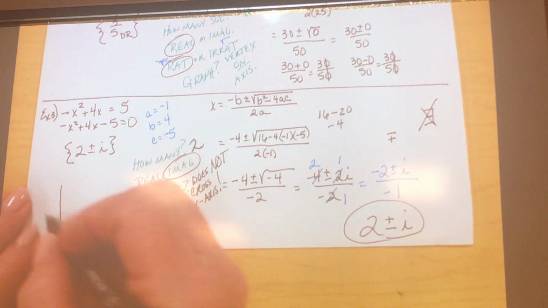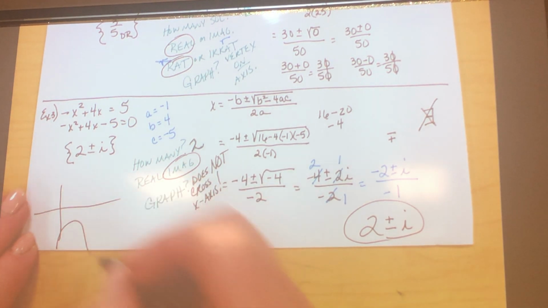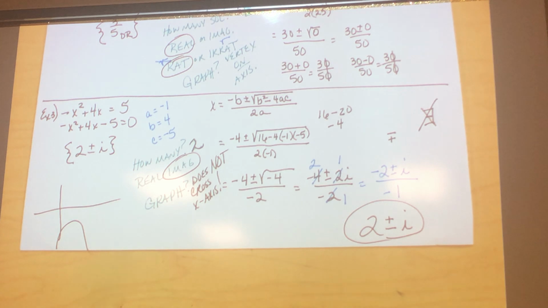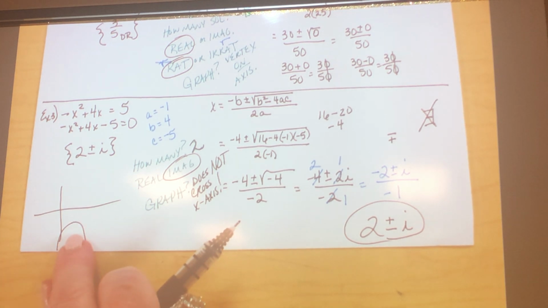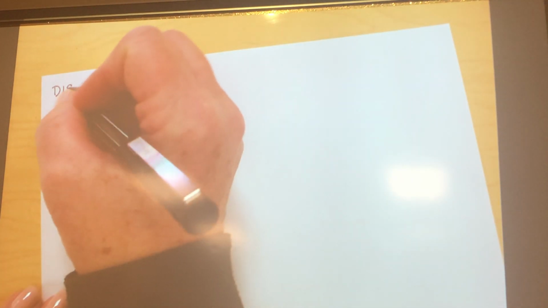Very good. So here's my graph. It's somewhere, I have no earthly idea, I'm just making it up, but it's somewhere down here. Do you understand? It can't cross the x-axis. Very good. Good job. Okay, so now I want to take the knowledge that you have and put it into a chart. But before we do that, I want to tell you what the discriminant is called.